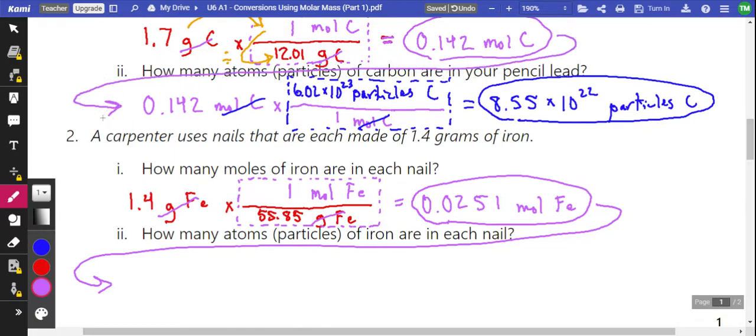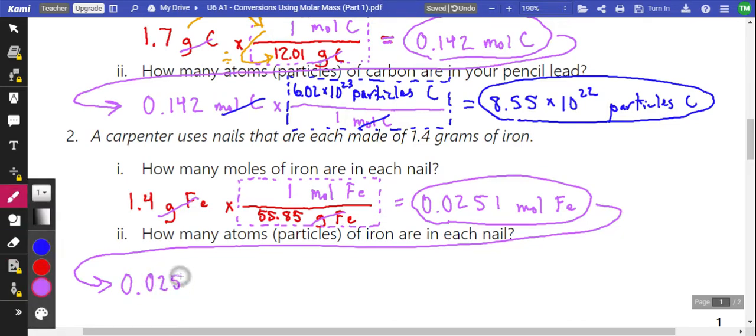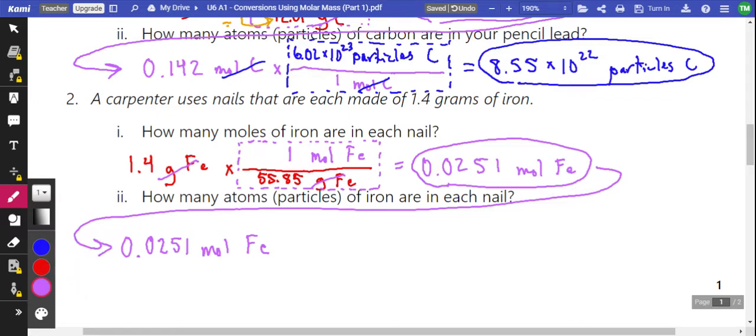Kind of went through the question there. Okay, 0. Kind of looks like a 6. Let's try that again. 0.0. Man, my zeros are not doing too well today. 0.0251 moles of iron. It's going to get converted. We're getting rid of moles of iron. So moles Fe is going on the bottom. Particles of Fe is going on the top.